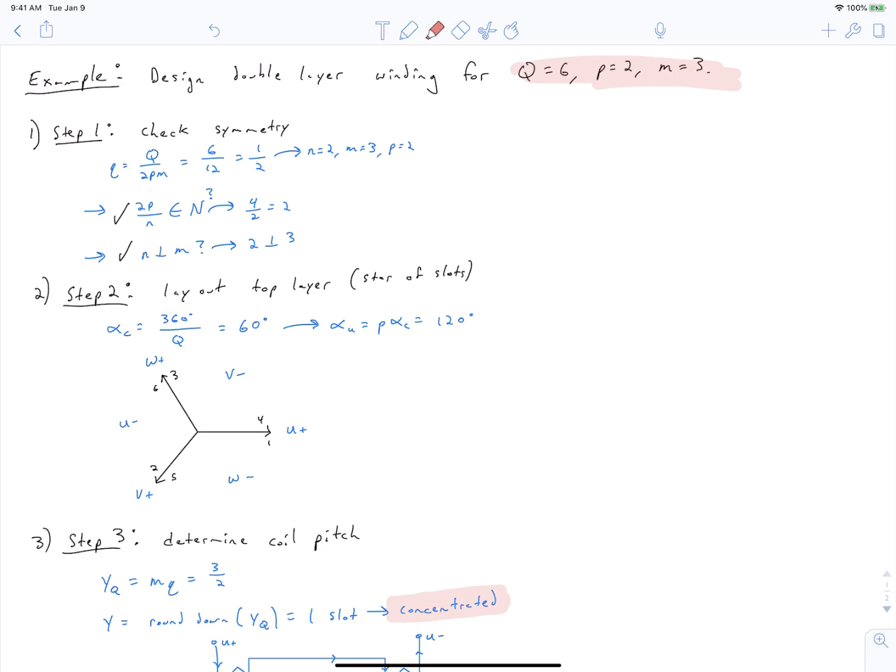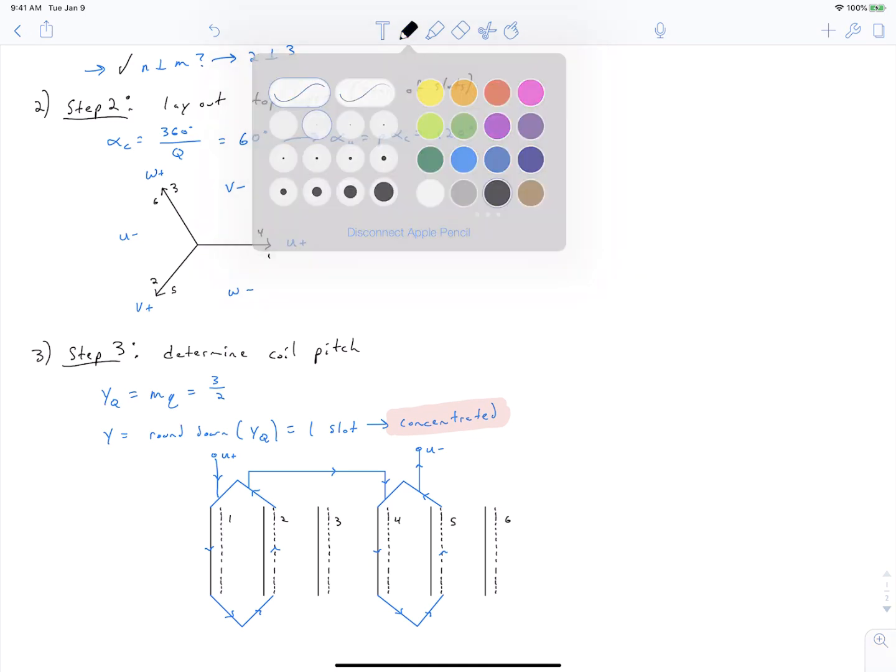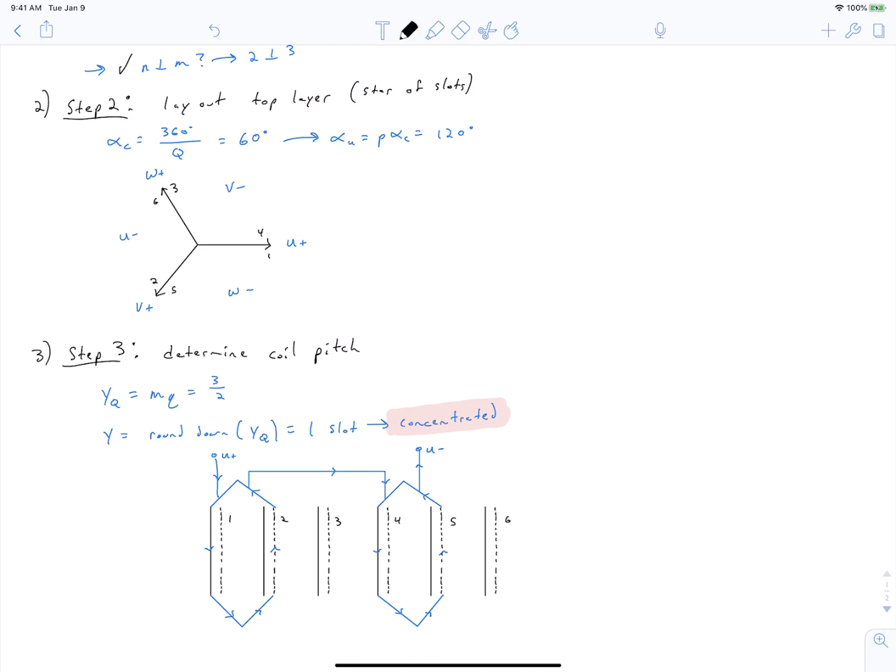Alright, so we have completely laid out this double layer fractional slot winding, which is the case of this 6-slot 4-pole 3-phase winding. What I want to do now is go back to looking at our phase zone distribution, and where the slots reside within those phase zones. So let's go ahead and sketch this.